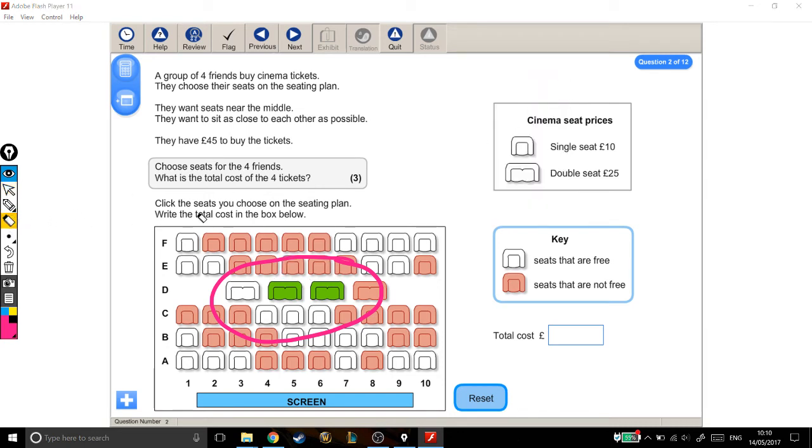Let's look at one that does work. You could have, instead of two sets of double seats, which are too expensive, you could have these ones. Those ones would be fine. They're all close to each other. Let's tick through our criteria. They're near the middle. That's good. They want to sit as close to each other as possible. That's pretty close to each other. They have £45 to buy the tickets. Let's just check that one.